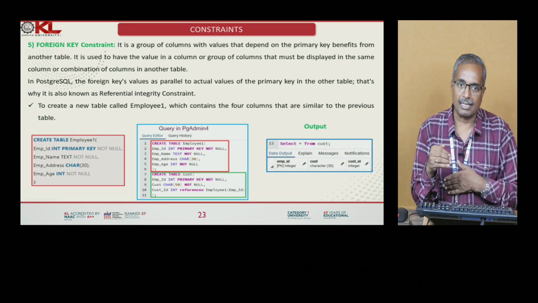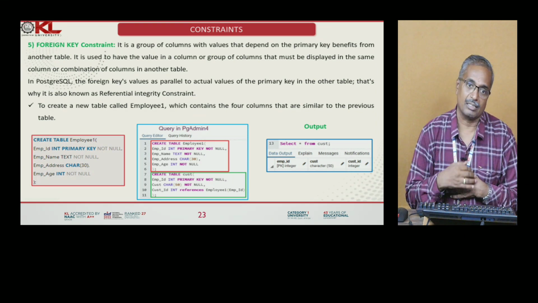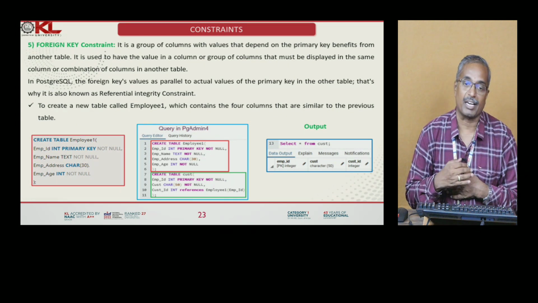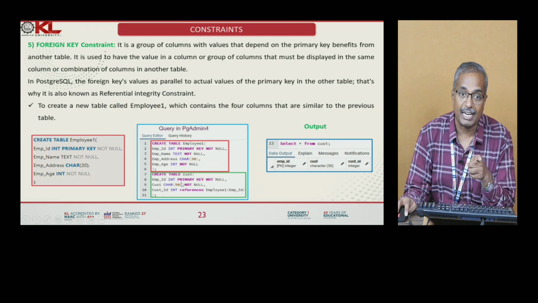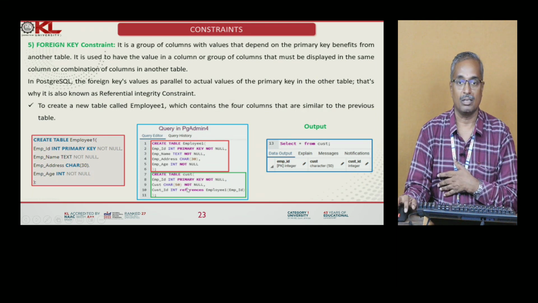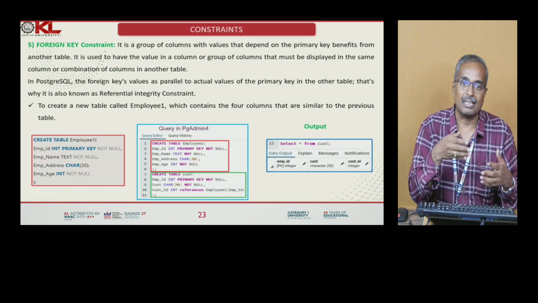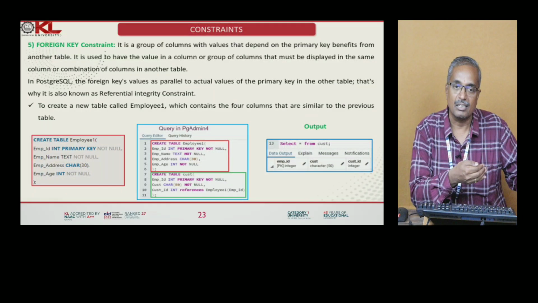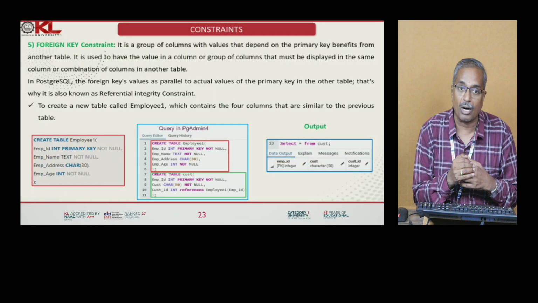Please remember, one more time I want to tell you: employee 1 is having the primary key, so according to employee 1, the customer employee ID becomes the foreign key. That same column name should be defined in the customer table. Then we can easily create a relationship between the employee table and the customer table, and also we can do different types of operations like join operations.